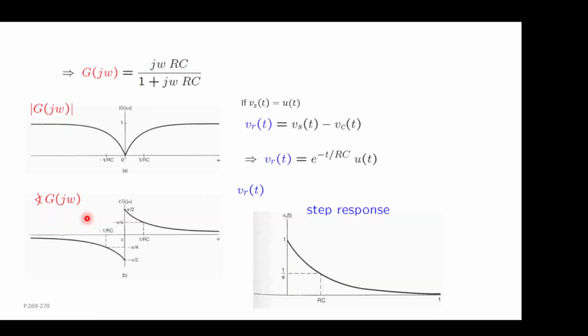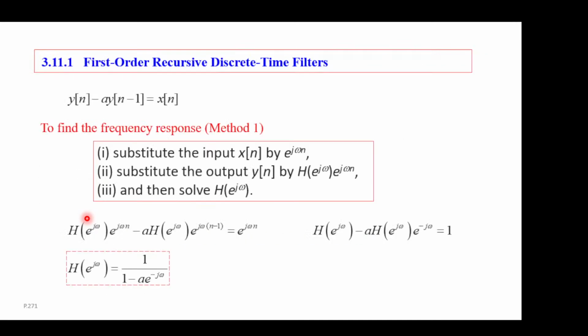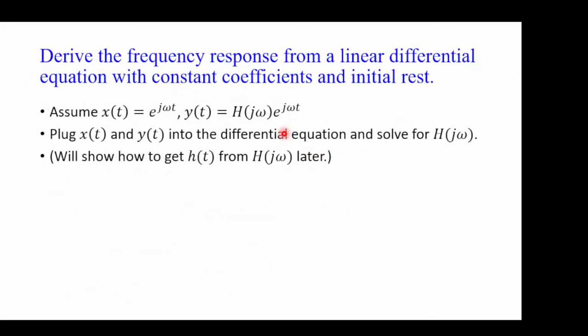I guess a small summary again. Once again, we talked about how to solve a differential equation with initial rest condition, and it's actually quite easy. You plug in e to the j omega n or e to the j omega t, and the output is H times e to the j omega t or e to the j omega n, and then you just solve for this big H, and big H will basically tell you what your system does.